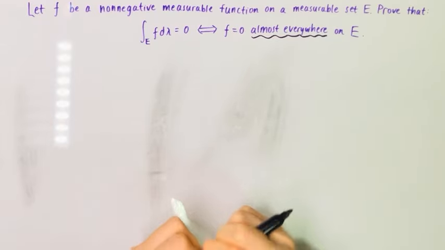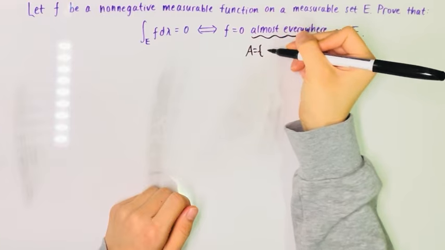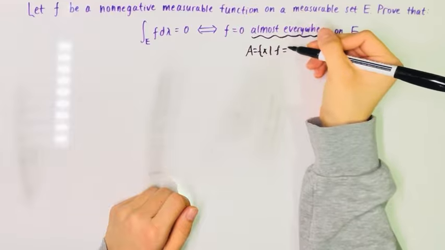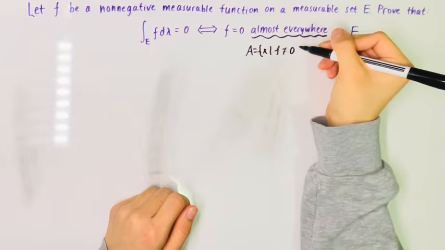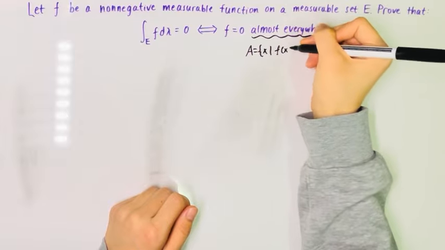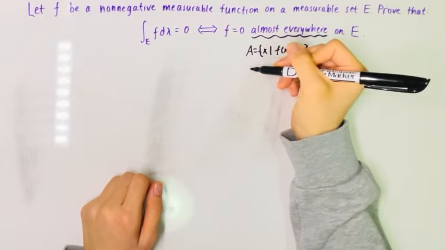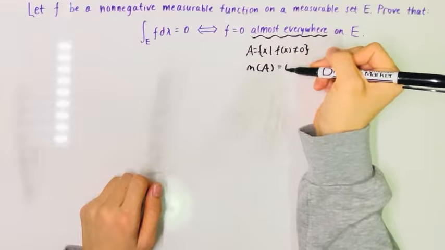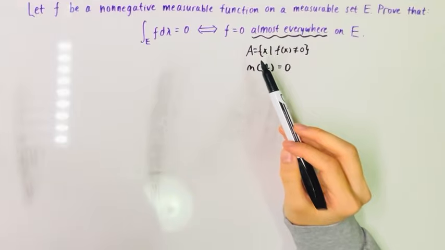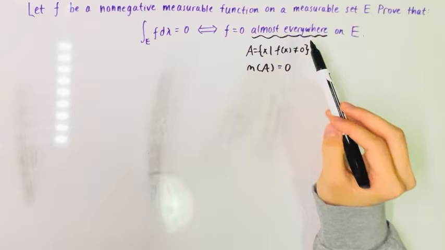Well, almost everywhere basically just means that if we have a set A equals the set of x such that f of x is not equal to 0, aka this condition doesn't hold, the measure of A is equal to 0. So where the condition does not hold, the measure of that set of x is equal to 0. So that's what almost everywhere means.